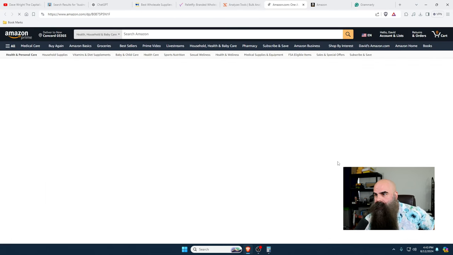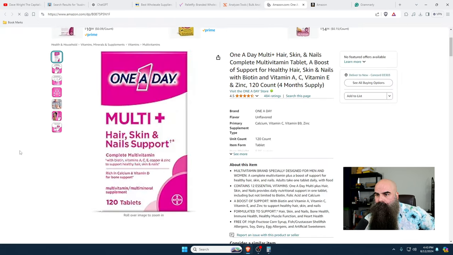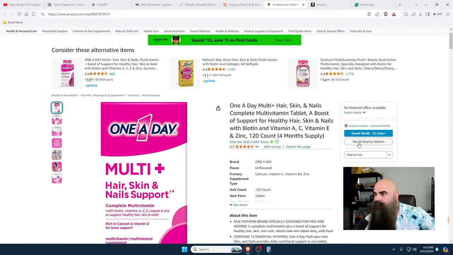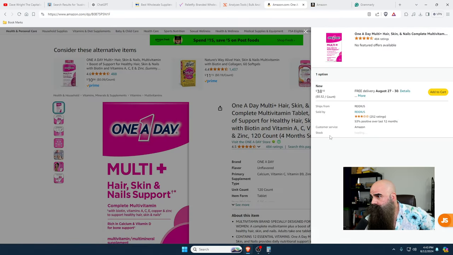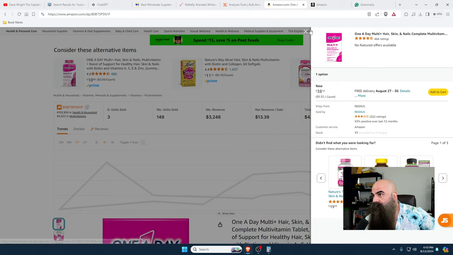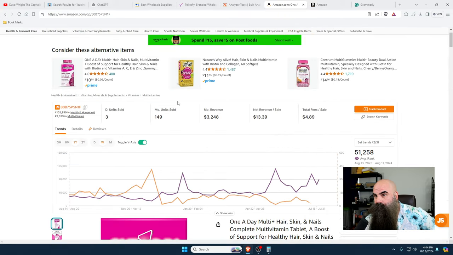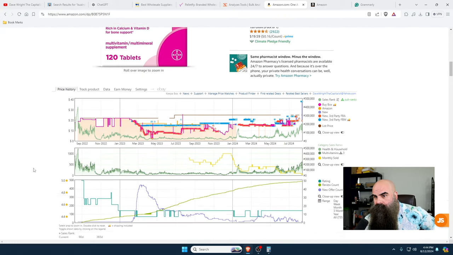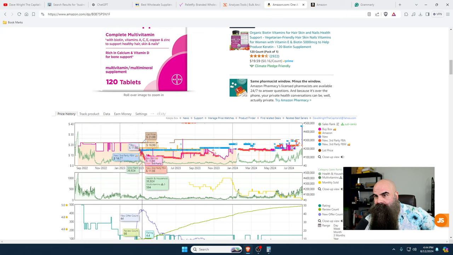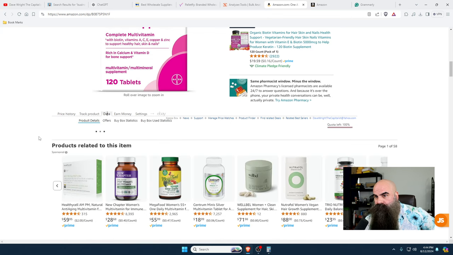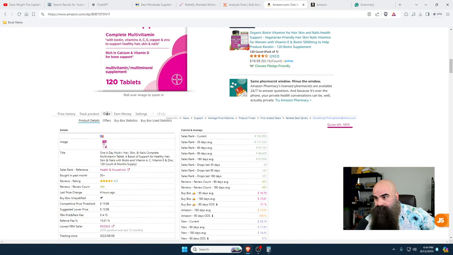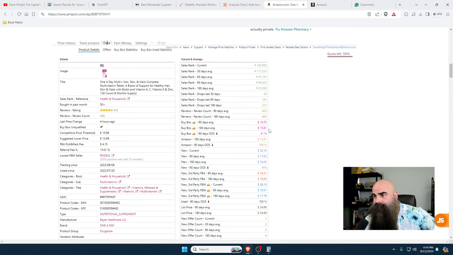What are we looking at here, people? Multi hair, nail, and skins, see buying options. All right, so we got one person here that's jacking up the price. These sell about $149 a month. We come down here. This was something that Amazon sold. Let's look at the data. In the last 180 days, it was $1,570 in the past 90 days.